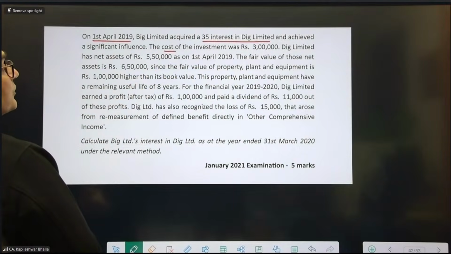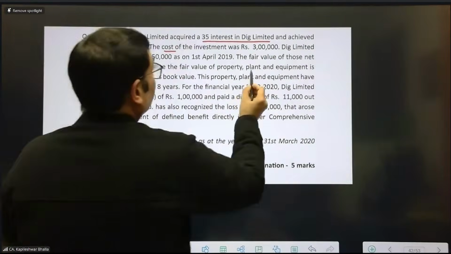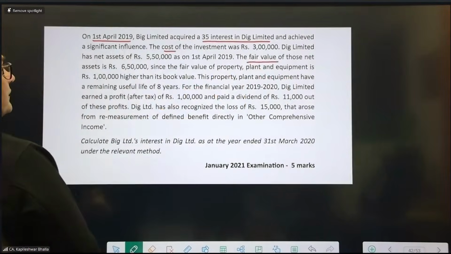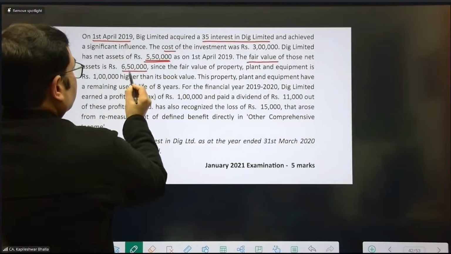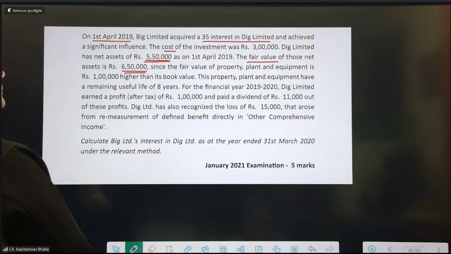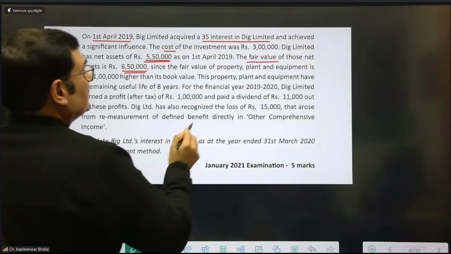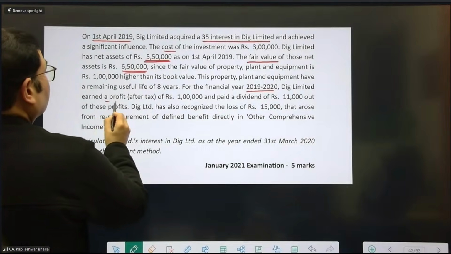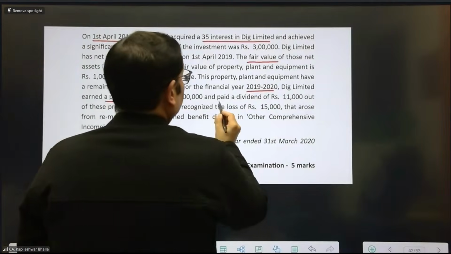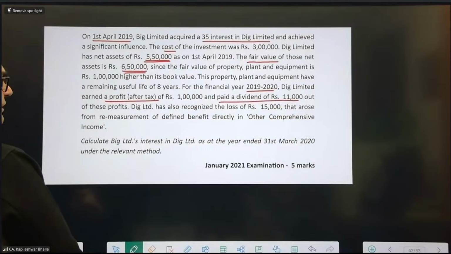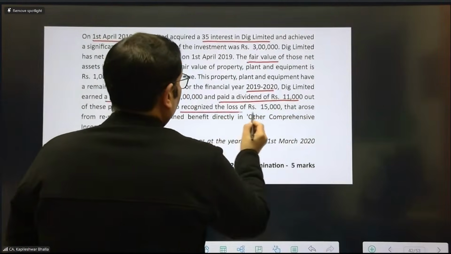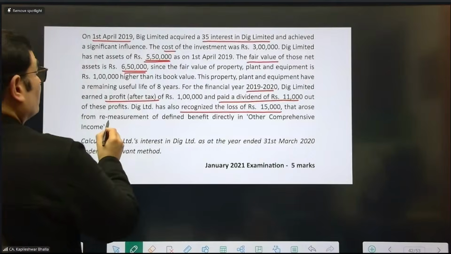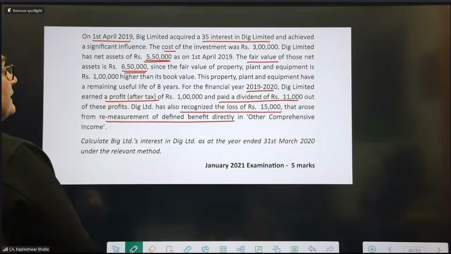DIG has net assets of 5 lakh 50 on 1st April, but the fair value of those net assets is 650. So this is the book value and this is the fair value. Since the fair value of the PPE is 1 lakh higher than the book value, this PPE has a remaining life of 8 years, a similar kind of adjustment. Then he says for the financial year 1920, which is post-acquisition, DIG earned a profit after tax and paid dividends of 11,000 out of these profits. DIG has also recognized a loss of 15,000 that arose from the remeasurement of defined benefit directly in OCI.